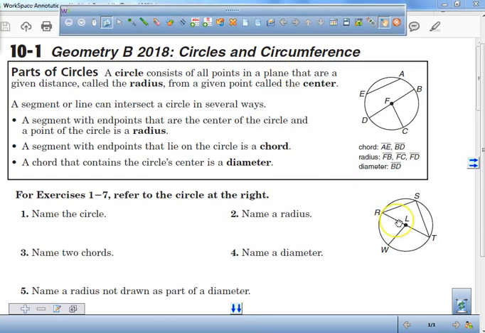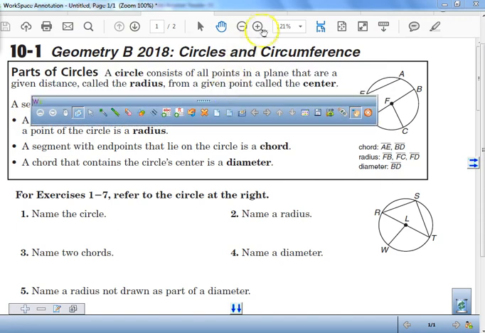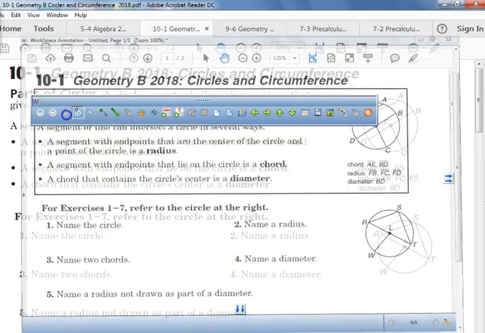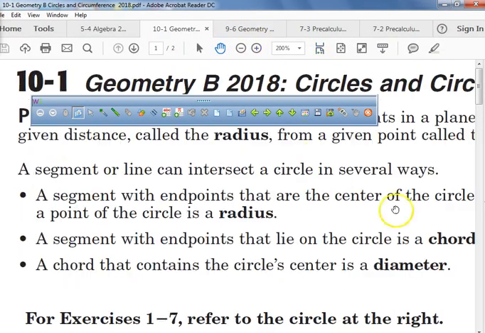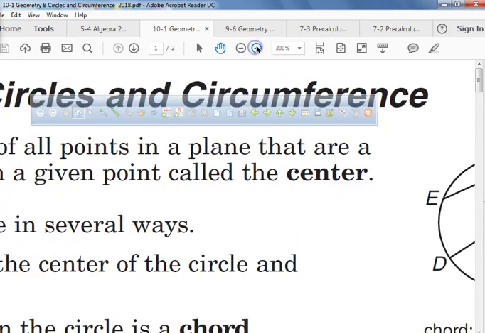We are starting chapter 10 today. We're dealing with circles and circumference. If you would please, we're going to go ahead and zoom in right here on this circle.